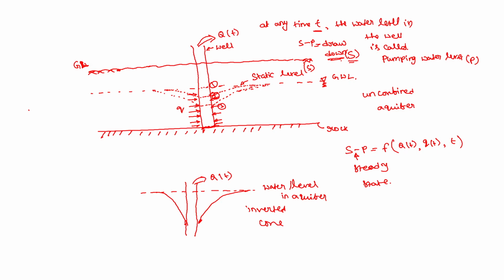This will continue as you pump for a certain time. The water level in the well will decrease, and the aquifer will supply water to it. But after a certain time t naught, the capital Qt will be approximately equal to the small qt, nothing but whatever amount of water you are pumping from the well will be nearly equal to the water supplied by the aquifer to the well in a radial direction.